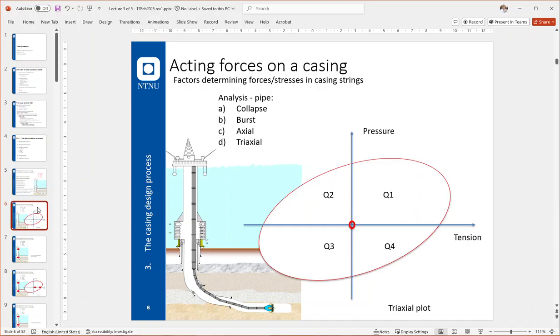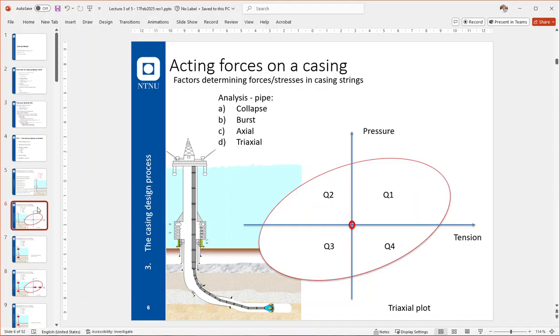pressure, normally called burst pressures, when the internal pressures are dominant. And in quadrant number 3, still compressive forces in the pipe itself, but now the pressures externally are the dominant ones. Going on to quadrant number 4, here is where we have tension, stretch in the pipe, and at the same time the pressures externally are the dominant ones.